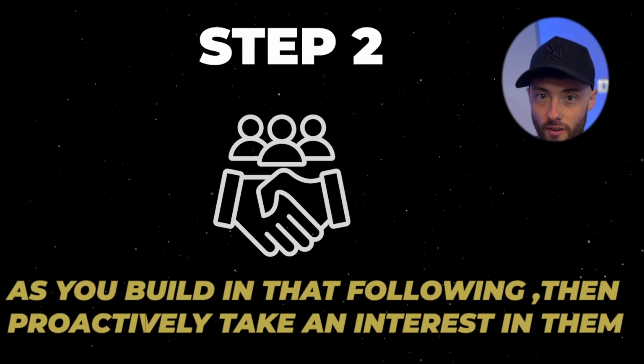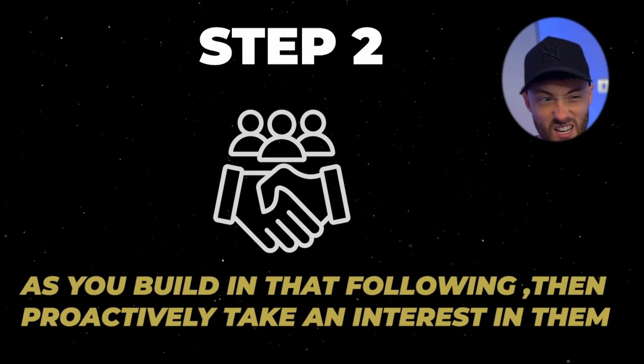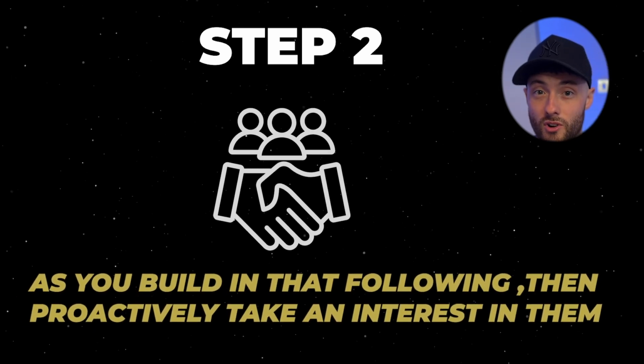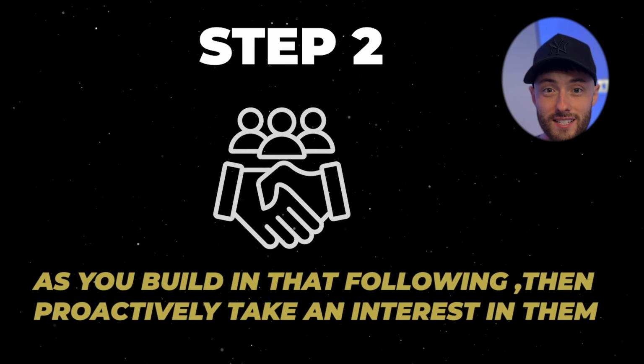Some of them might not, but this is where it is just a little bit of a numbers game. And then that's it. That's the first step. The second step is, as you're building that following of these guys in this example, you then want to proactively take an interest in them.